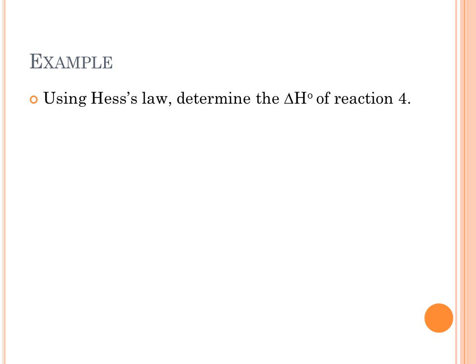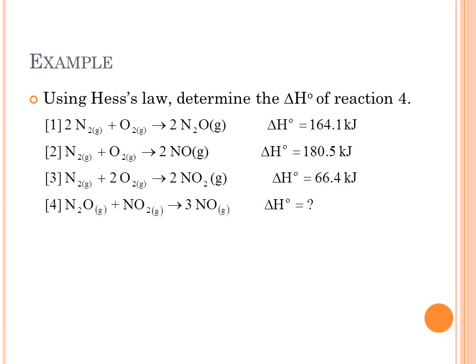Let's look at a different example. So now we want the enthalpy of that fourth reaction. We've got 2 N2 plus O2 going to form 2 N2O, enthalpy 164.1 kilojoules. Then we've got N2 plus O2 going to form 2 NO. Delta H there is 180.5 kilojoules. Then we've got N2 plus 2 O2 going to form 2 NO2.